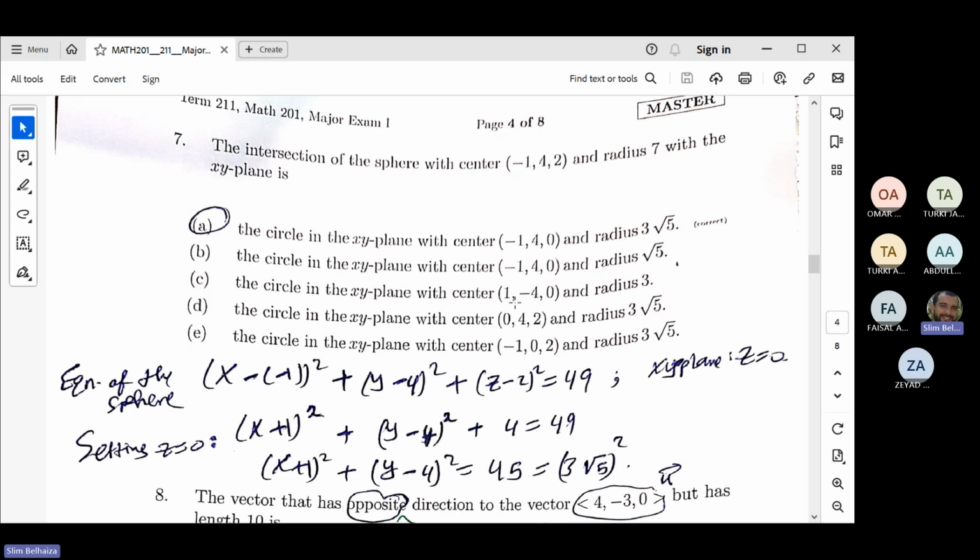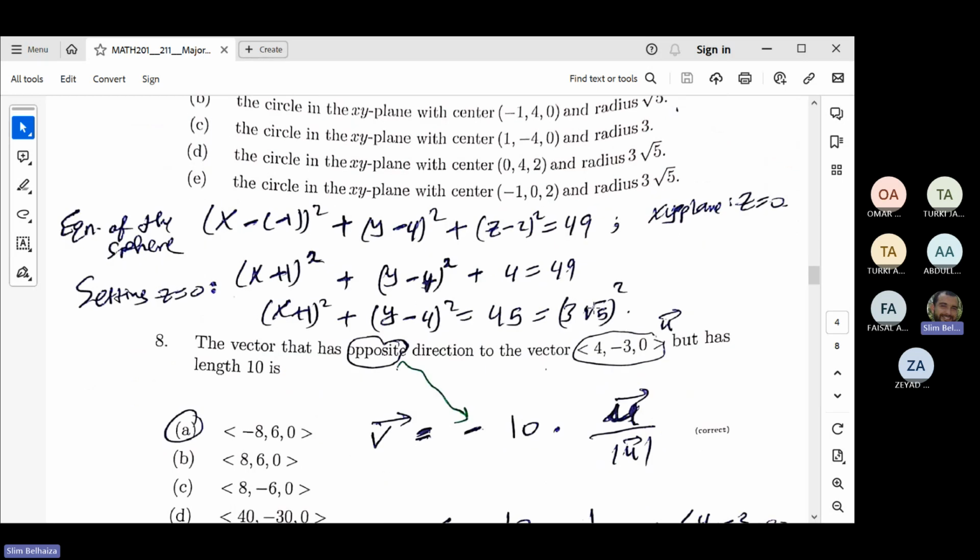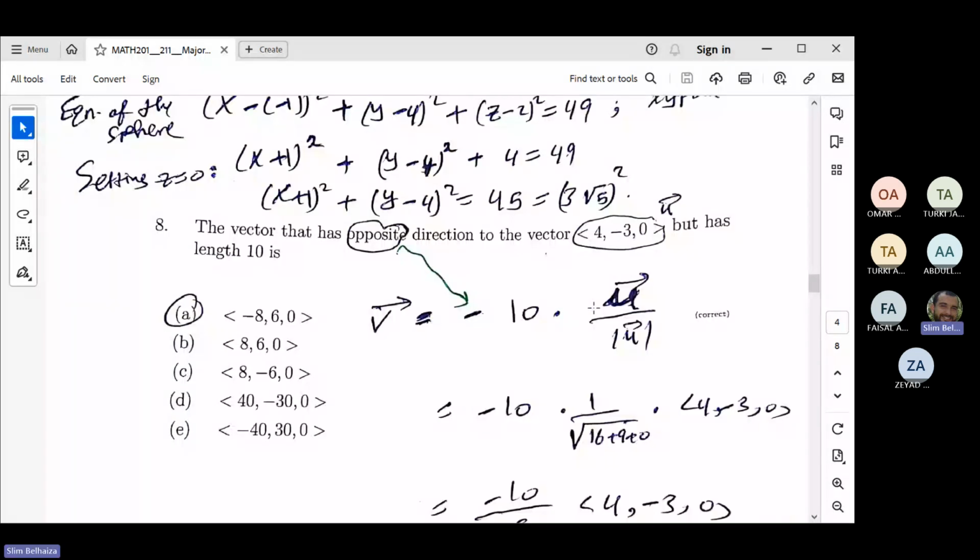Of course, the intersection of a plane with a sphere is going to be a circle, so you're going to have this circle, (x plus 1) squared plus (y minus 4) squared. Here we have 4. You bring it to the right side, you have 45 now, which means the square root of 45 is your radius. So you have a circle centered at (-1, 4) with radius 3 square root of 5. Okay, it's easy. There is no doubt about it. Any questions, guys?